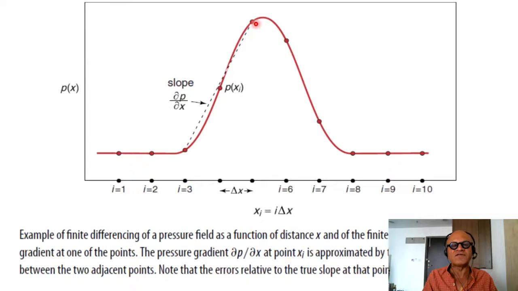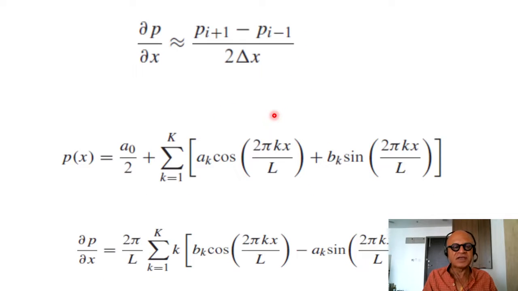Okay, so instead of drawing a line, the spectral function representation gives you sines and cosines, so that dp dx can be written in terms of the derivatives of these cosine and sine functions. The constant is independent of x, so that drops out. This gives you 2 pi over L, sum k equal to 1 to K, of k times b_k cosine 2 pi kx over L minus a_k sine 2 pi kx over L.